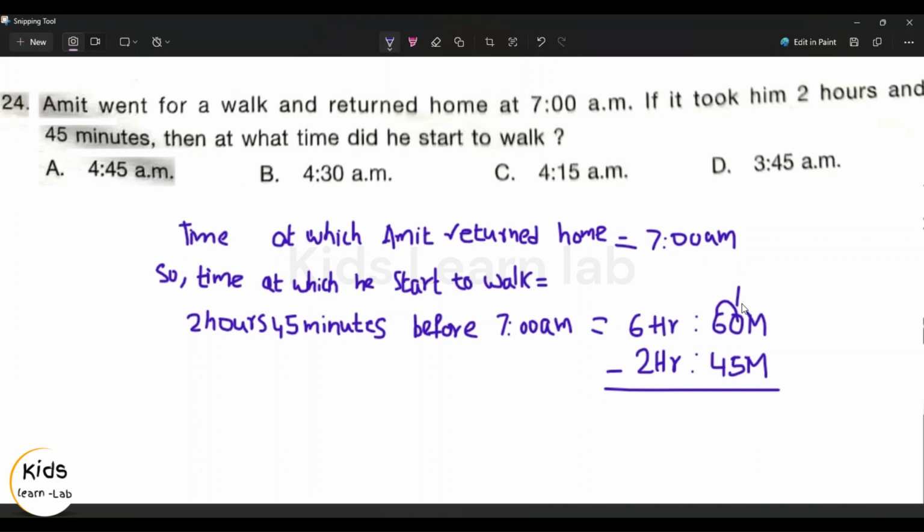So 0 minus 5 will not go. So take a borrow. 10 minus 5 is 5. 1 went borrow, so it becomes 5. 5 minus 4 is 1. So 15 minutes. 6 minus 2 is 4. 4 hours 15 minutes. So 4 hours 15 minutes can be written as 4:15 a.m. So option C is the right answer, children.